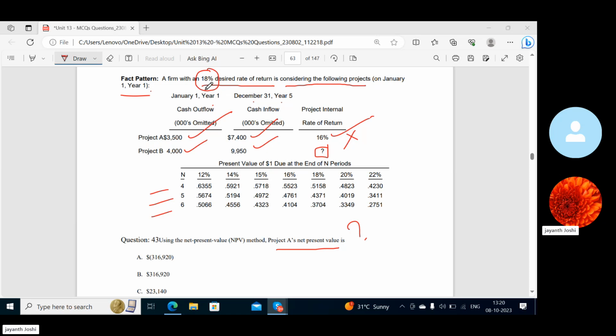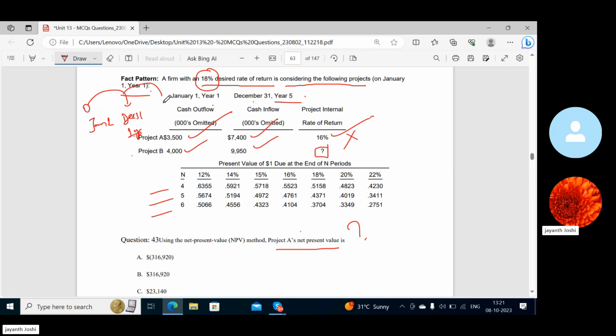See, the question clearly says a firm with an 18% desired rate of return is considering the following projects. There are two projects, right? And they are only asking about project A's NPV. And the cash outflow is given, inflow. They have given year 5 here, right? So once the outflow is done, like on Jan 1st, let's say that is the 0th period. So December, first year end. December 31st, first year.